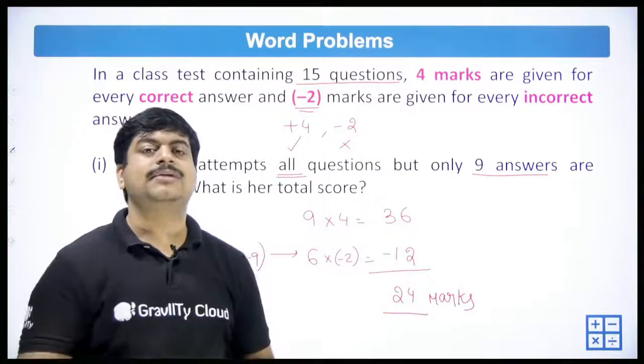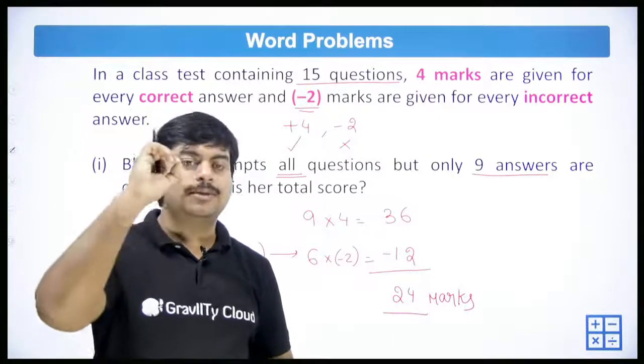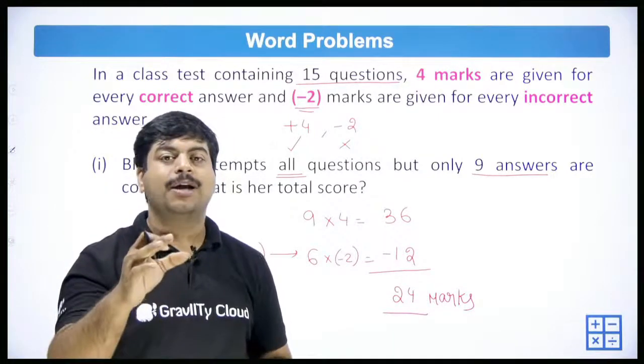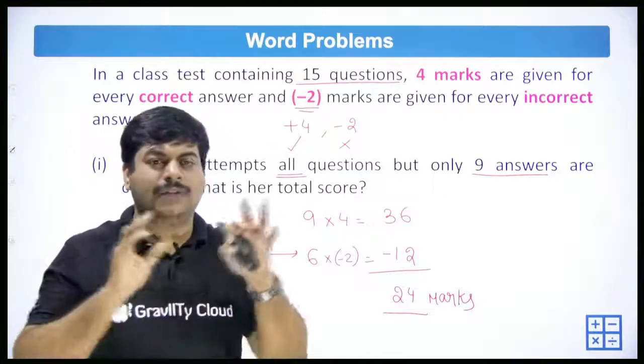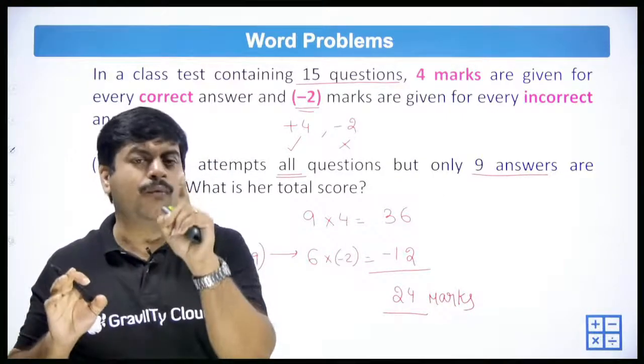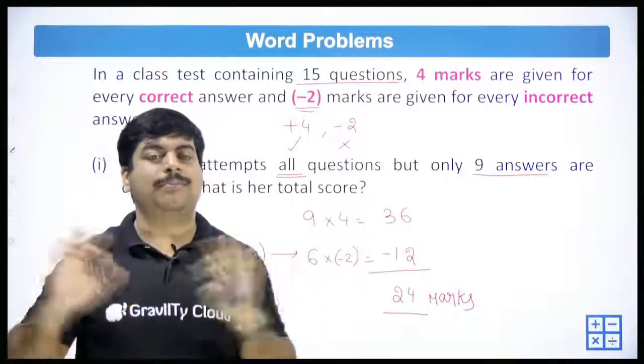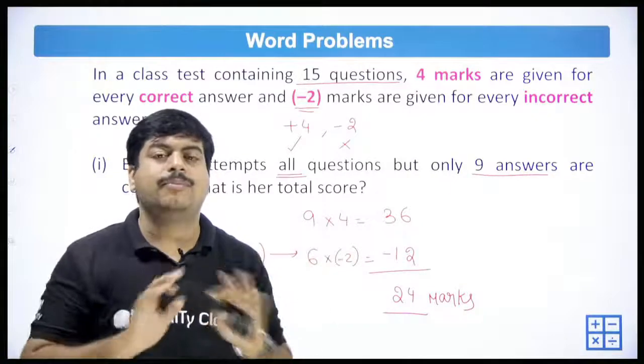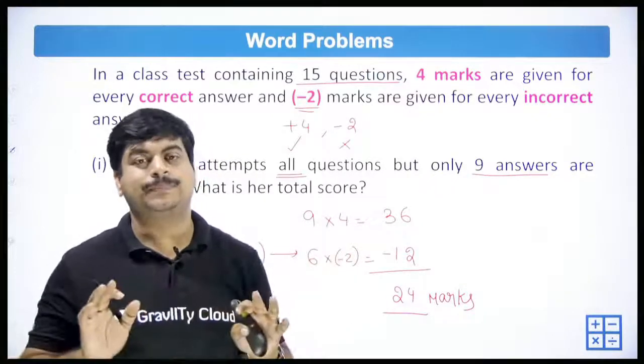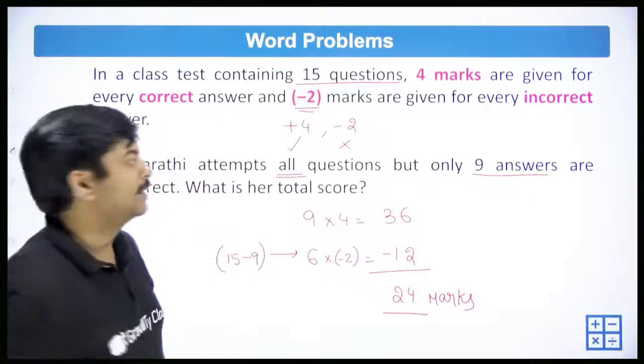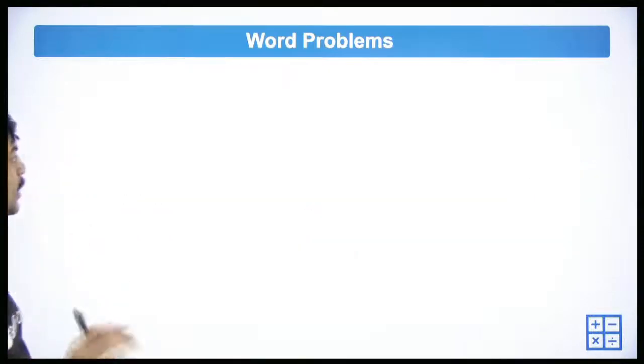Only attempt the answers which you are 100% sure, and that 100% sure means it should be correct. For example, there are 15 questions, and if, let us say, you only know one question, just write one and come out. Don't try to attempt all which you don't know. Right? So let me discuss one more question, then we'll stop it here.